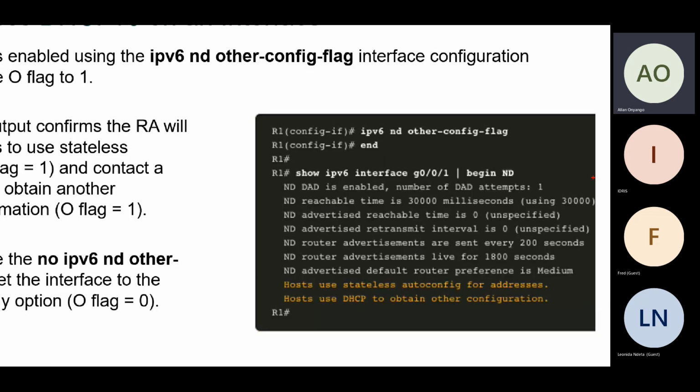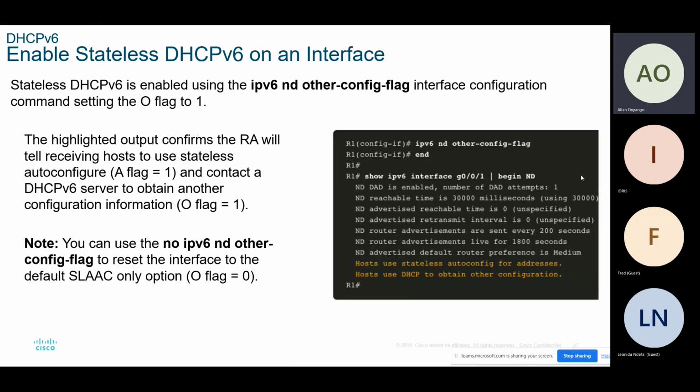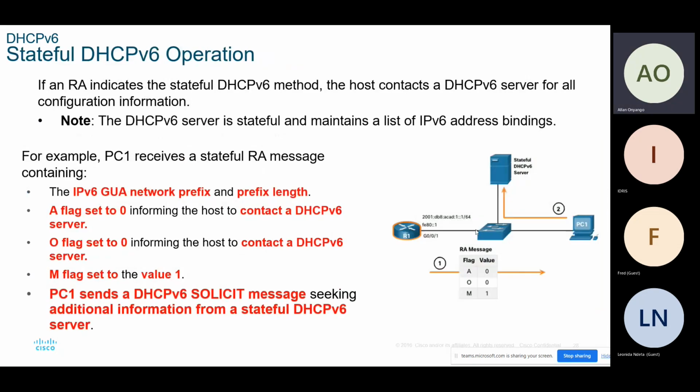Very, very important. And so that is going to set both the A and the O flags to 1. And you can always remove it by using the no form of that command. Just put a no, saying no ipv6 nd other-config-flag.